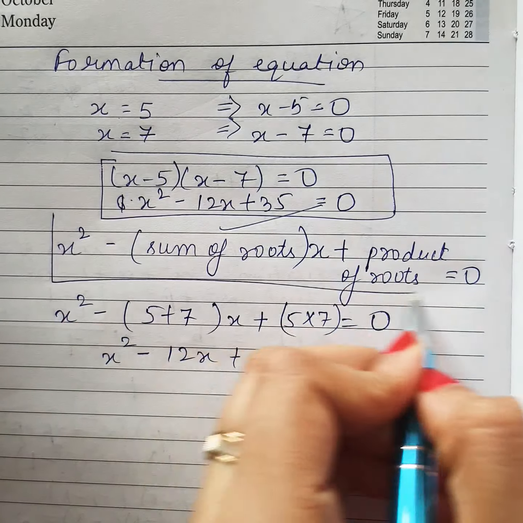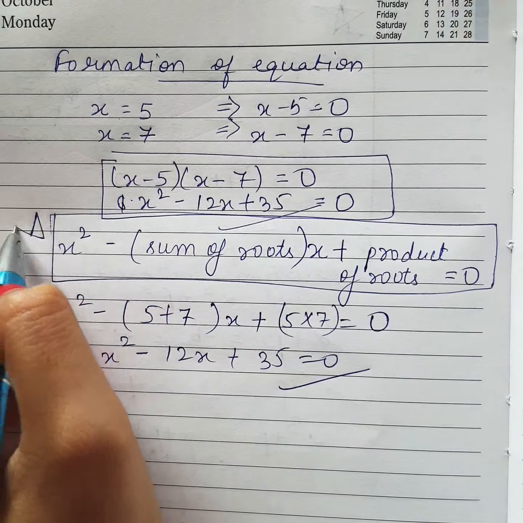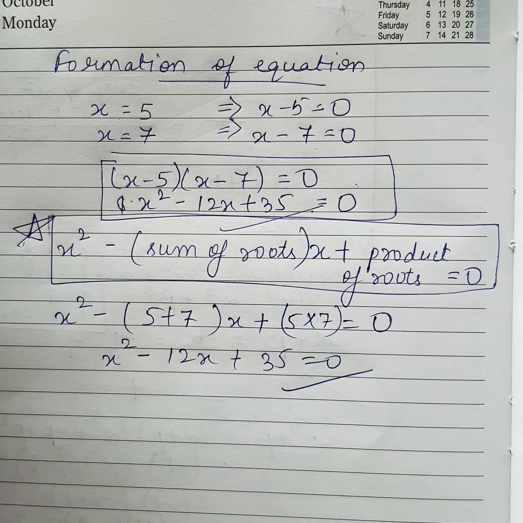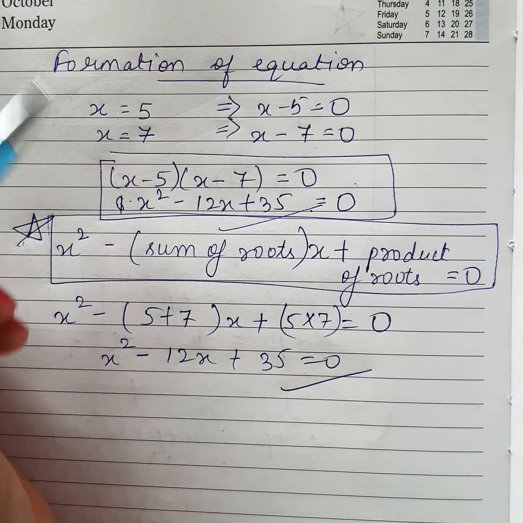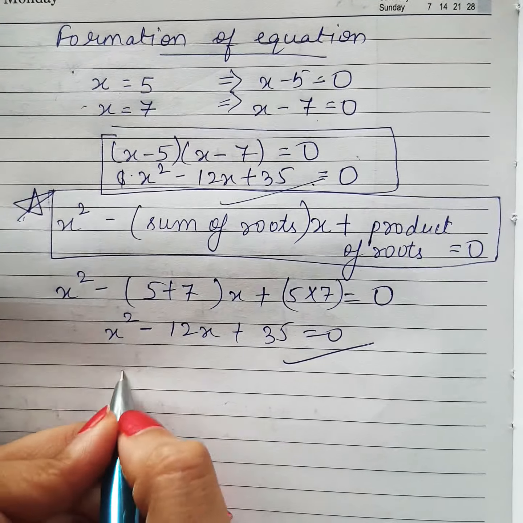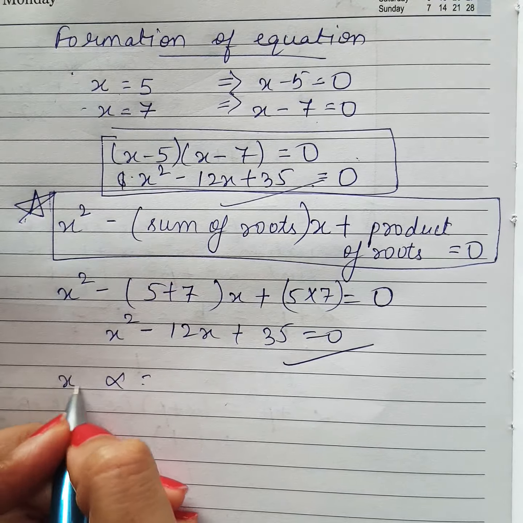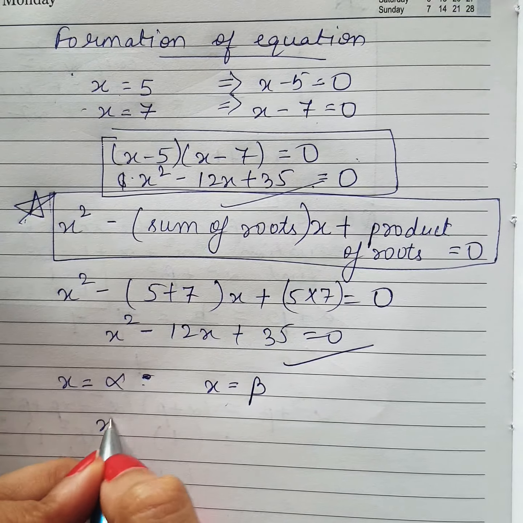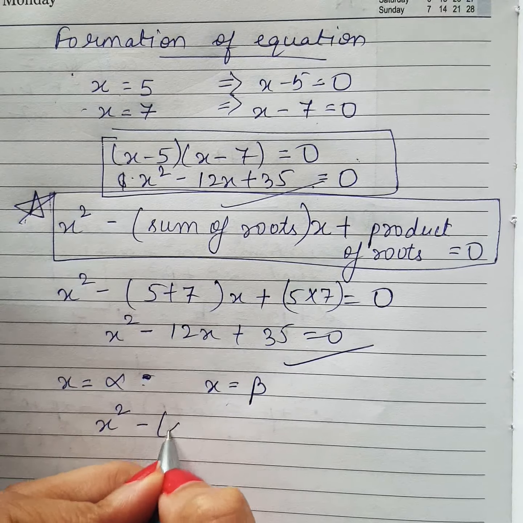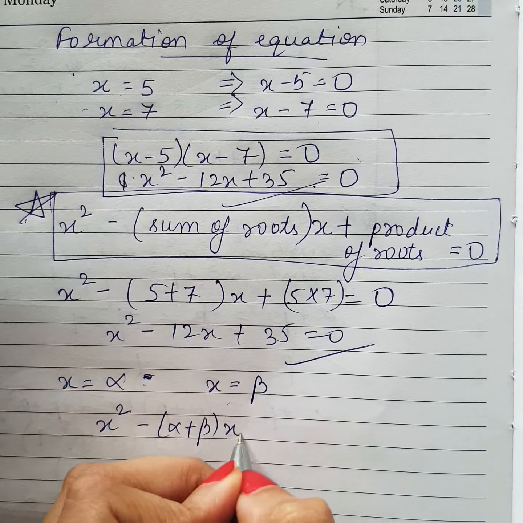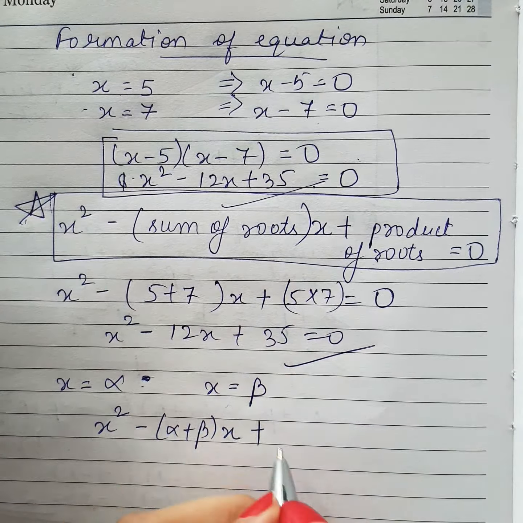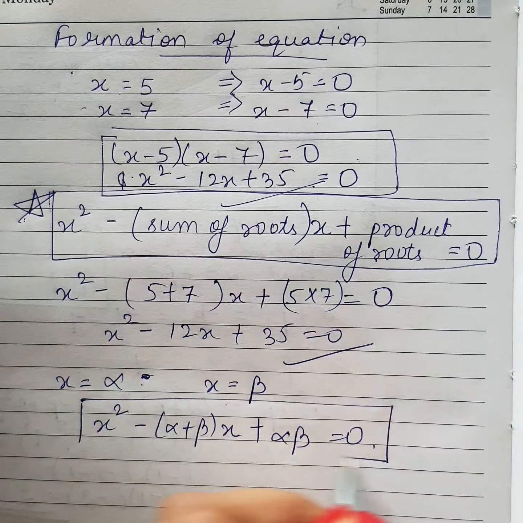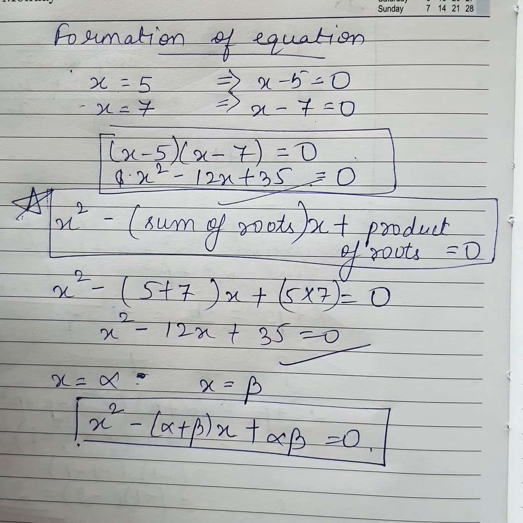So if you can remember this, well and good, otherwise we already have this way, right? So you can form any type of equation if you have been given two roots. Suppose the first root is alpha and the second root is beta. In that case it is x square minus (alpha plus beta) into x plus the product of roots alpha beta. So this works for all possible values of the roots.